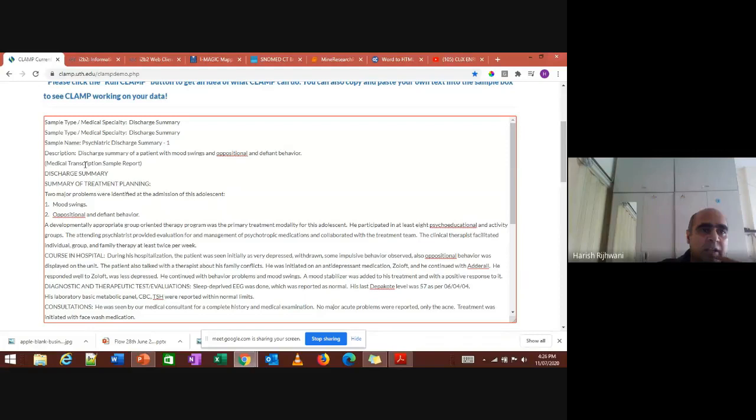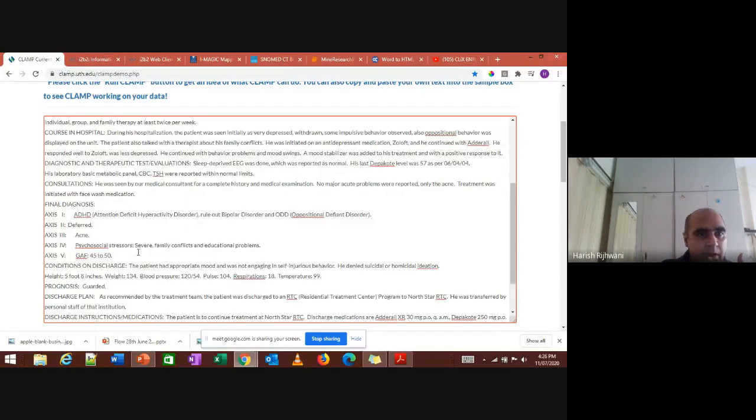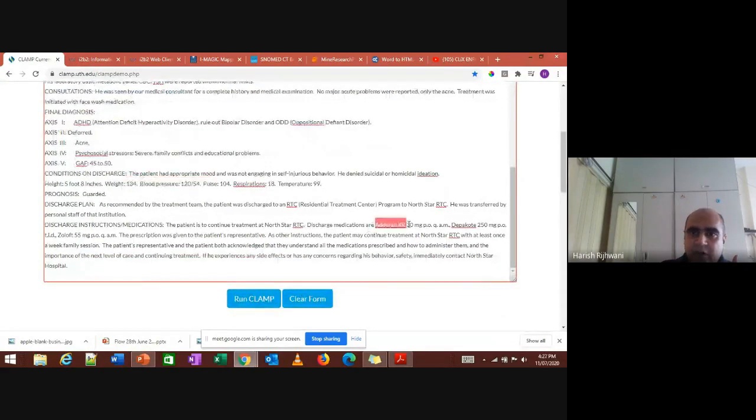So when I look at this, there were two major problems which were identified. This is for a particular patient. There were two major problems identified at the admission of this, I think it's a child, all right? Mood swings, oppositional and defiant behavior. And there is a lot of other information mentioned over here, that he was probably even given some medication, if I'm not mistaken. You see his blood pressure over here, all right? And you see the medication, etc. All of this information was given to this particular patient. So now I want to mine this information, and we'll see what a medical coder really does.